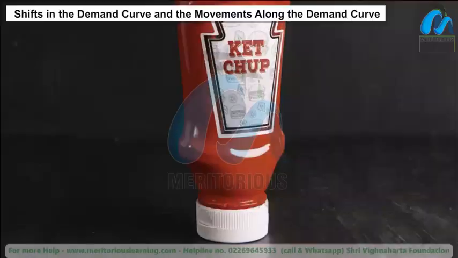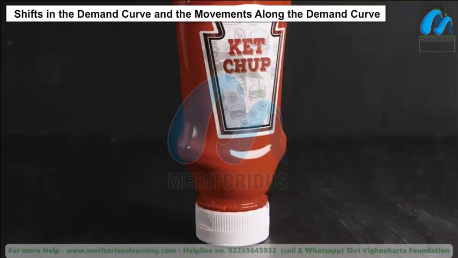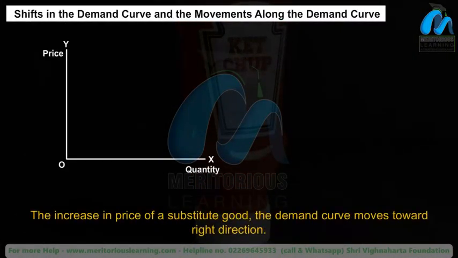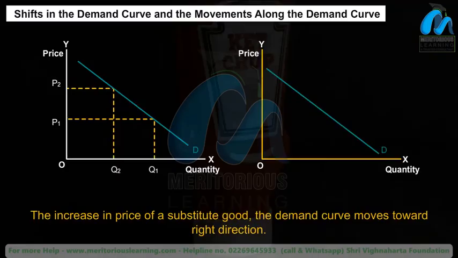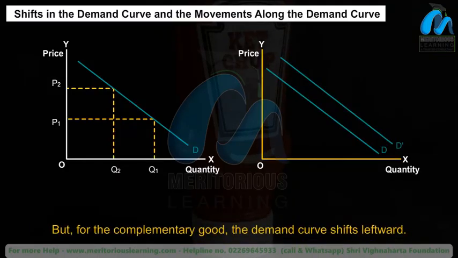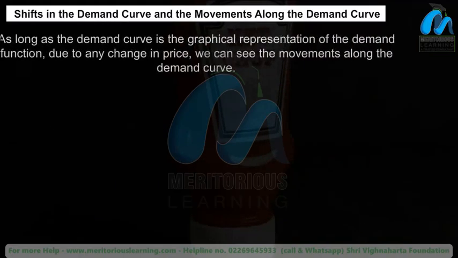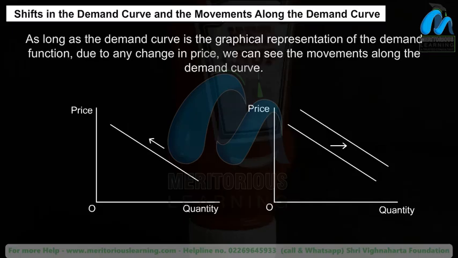Shifts in the demand curve and movements along the demand curve. With an increase in the price of a substitute good, the demand curve moves to the right. But for a complementary good, the demand curve shifts leftward. As the demand curve is a graphical representation of the demand function, due to any change in the good's own price, we see movements along the demand curve.